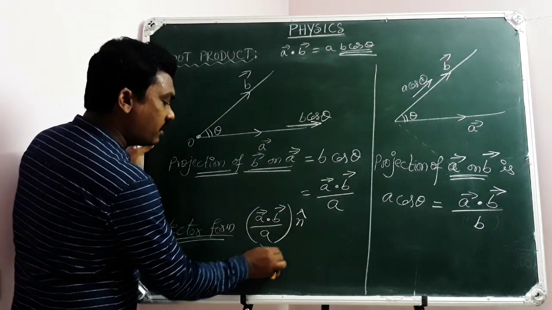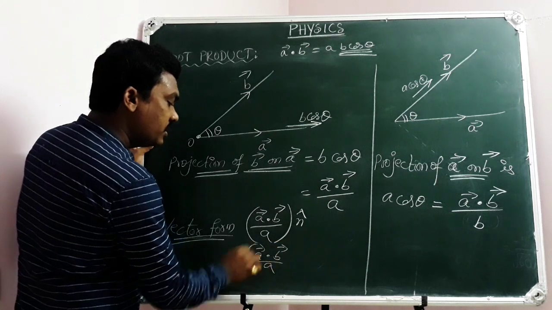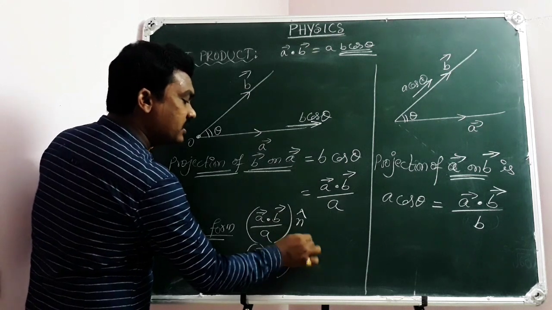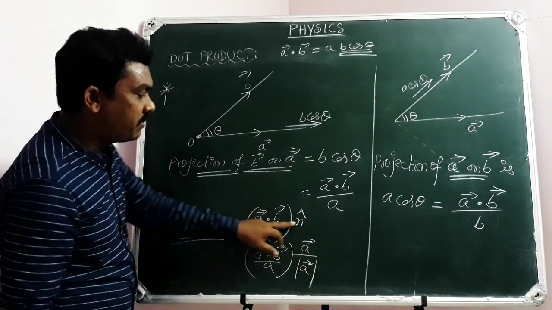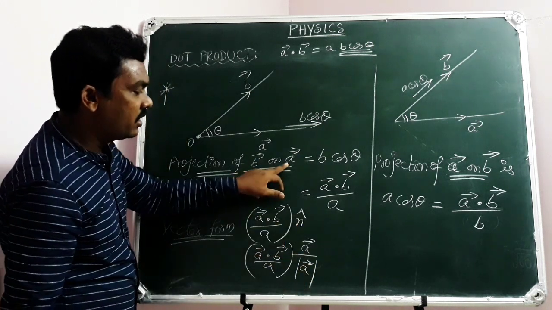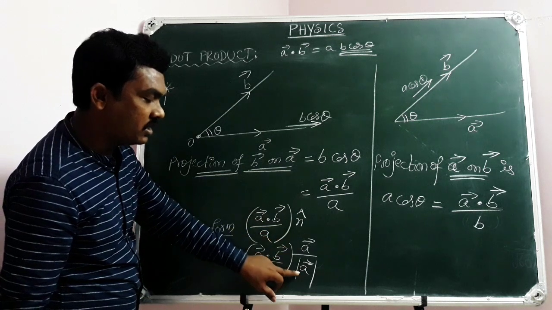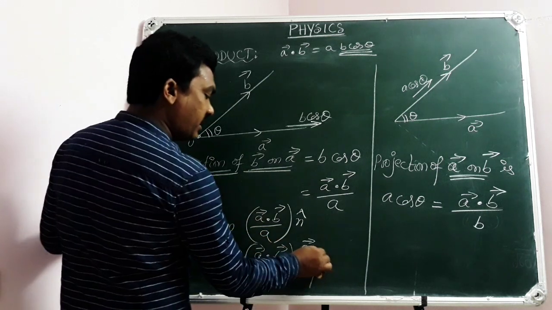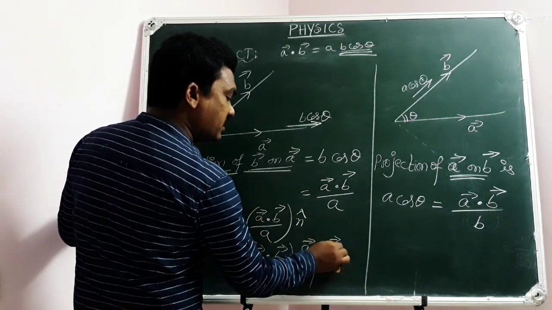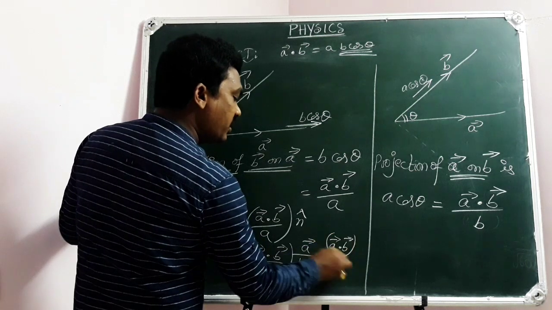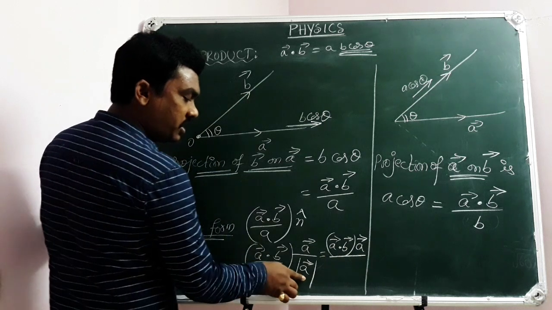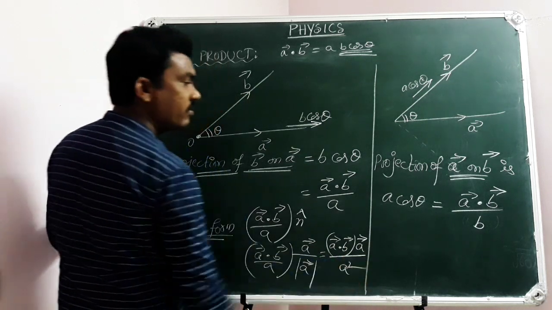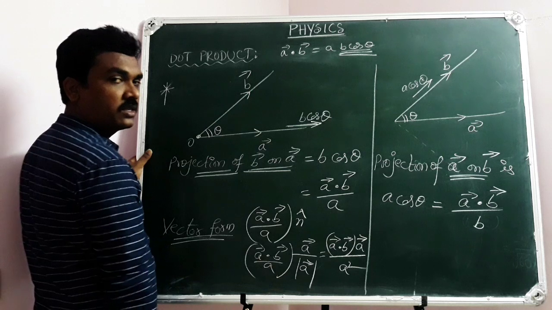Which is A bar dot B bar by A into n cap, and n cap will be written as A bar by modulus of A bar. Because n cap must be a unit vector along the A bar, that's why it is A bar by modulus of A bar. It can be written as A bar dot B bar, which is a scalar, into A bar, so this product will be a vector, by A into A square. This is what it comes.